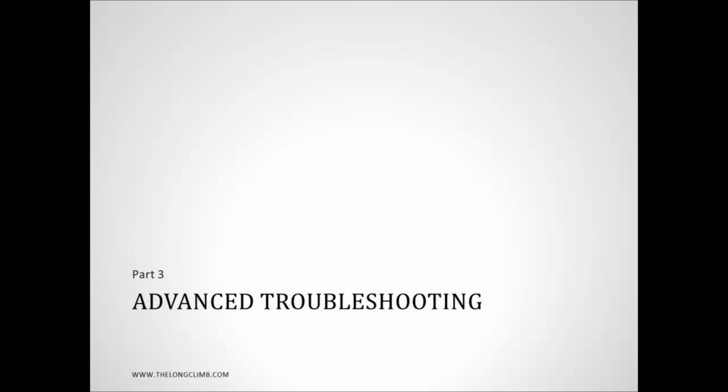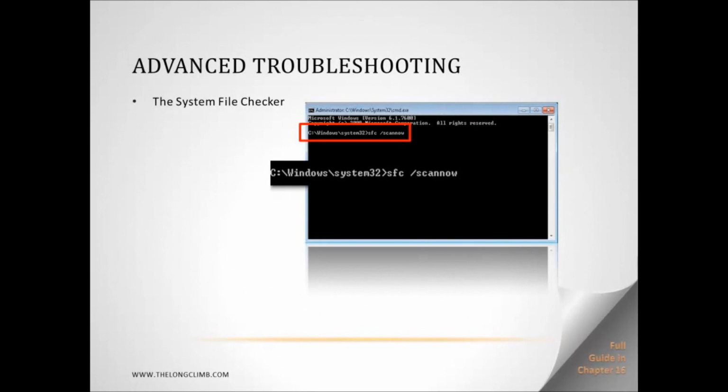Okay, now let's look at some of the advanced troubleshooting features available in Windows 7. We'll begin with the System File Checker, and there's a full guide to this in Chapter 16 of my book, Troubleshooting Windows 7 Inside Out, because it's just so useful. It's one of the most useful features in the whole operating system.